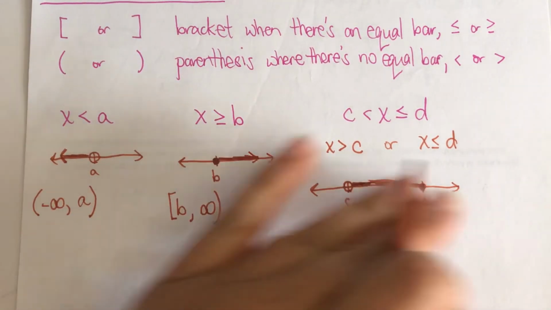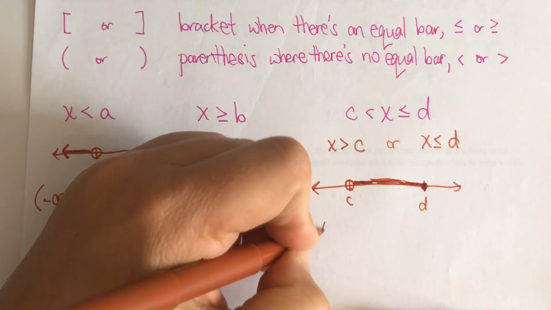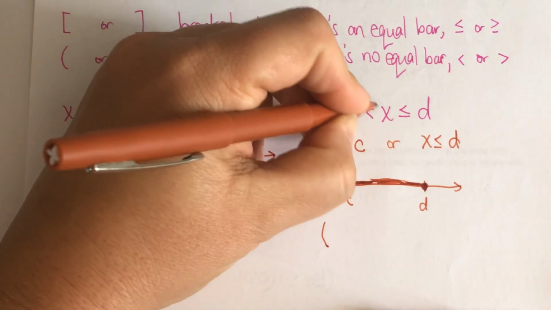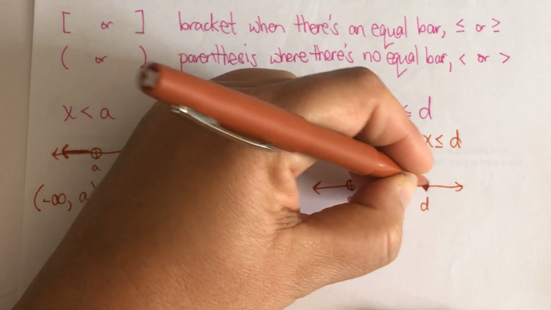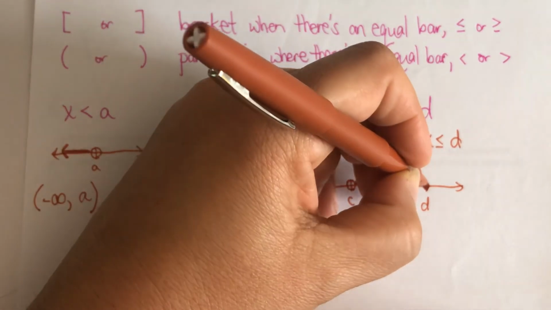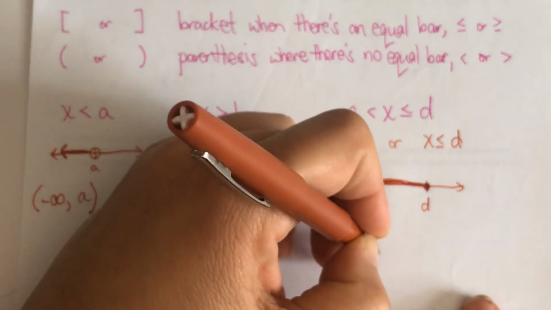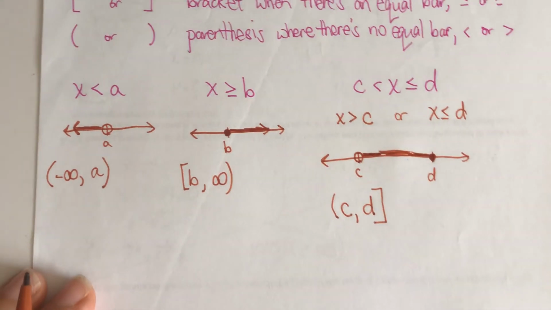So this is saying if I read this like a book from left to right, I have a parenthesis because there's no equal bar. I'm starting at C, and I'm going all the way up until I get to D, and then I stop, right? And I have a bracket because there's an equal bar, okay?